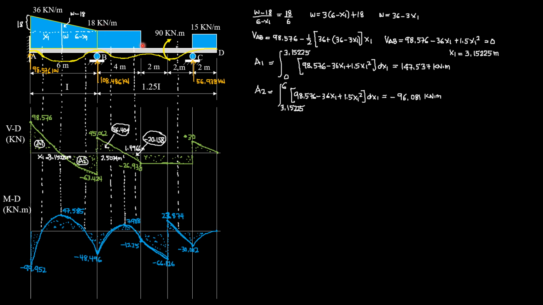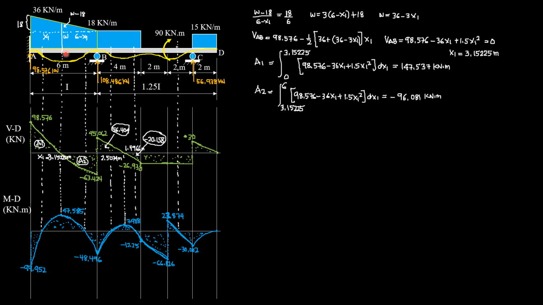45.062 minus 18 times 4, loading here, so negative 26.938 from here up to C, constant. Then negative 26.938 plus 56.938 is 30, then 30 minus 15 times 2 is 0. So that's the shear diagram. Then before we proceed to the construction of the moment diagram, we need to know the distance of this point of intersection with the horizontal, where shear is 0, from the left support, so that we can compute area 1. And that's the shear.